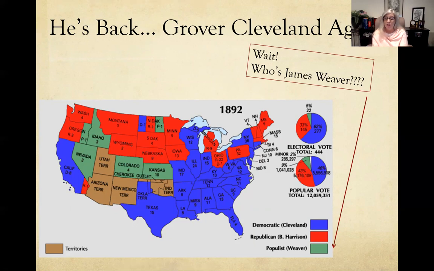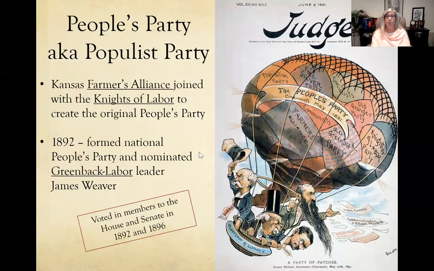So he's the only president that we have who serves 2 terms, but they're not consecutive. So he was president in 1884. He loses in 1888, wins again in 1892. But the important part of this is the growth of the Populist Party. The 2 names for the Populist Party are the People's Party or the Populist Party.